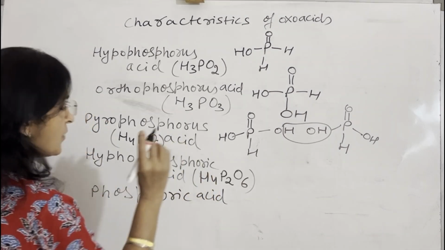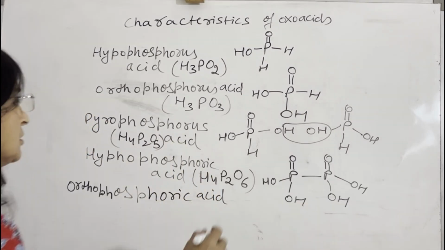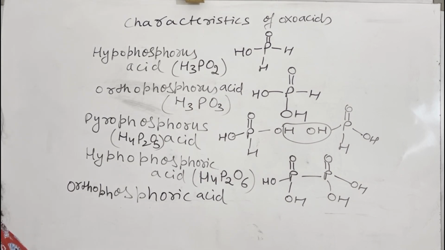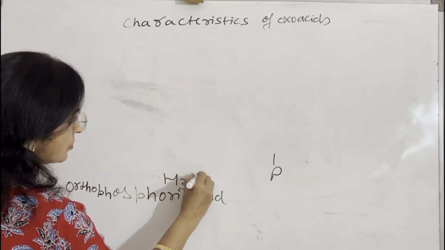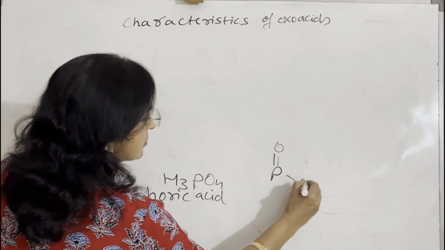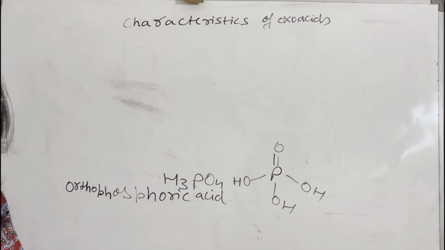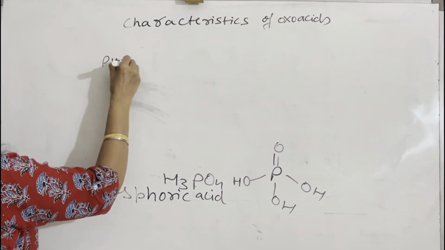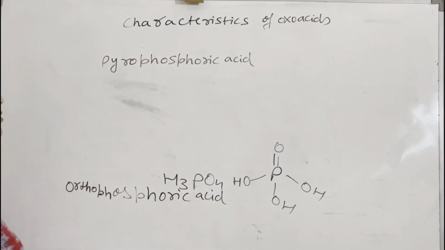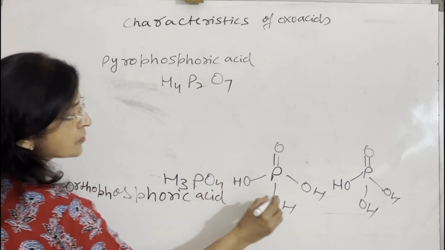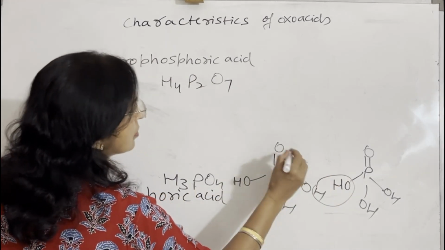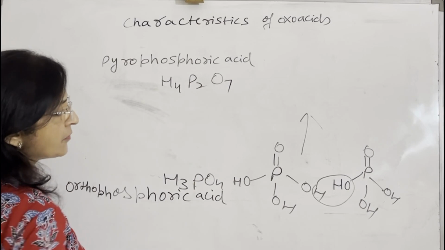This is the molecular formula of hypophosphoric acid. This is the structure of hypophosphoric acid. Now next is orthophosphoric acid. Orthophosphoric acid is H3PO4 molecular formula. This is the structure of orthophosphoric acid. Next is pyrophosphoric acid. Molecular formula of pyrophosphoric acid is H4P2O7. Take 2 units of orthophosphoric acid, remove water molecule. Pyrophosphoric acid will form.